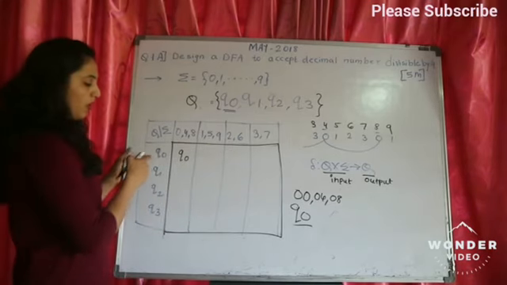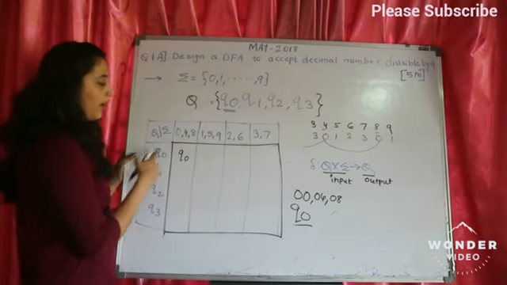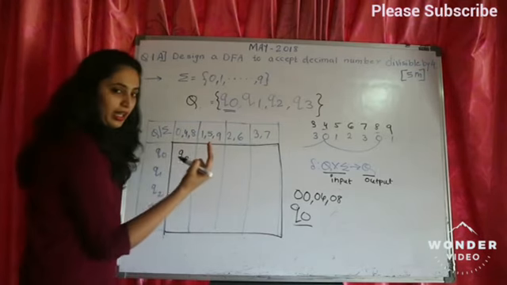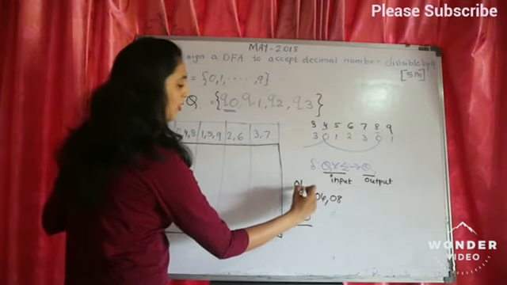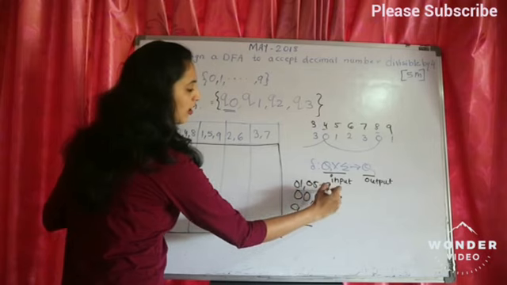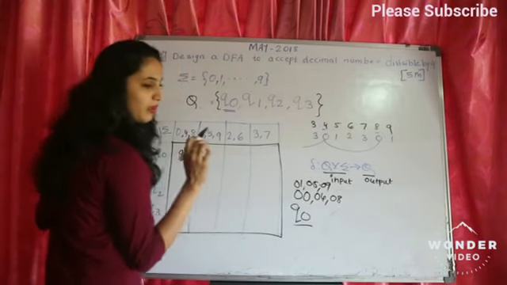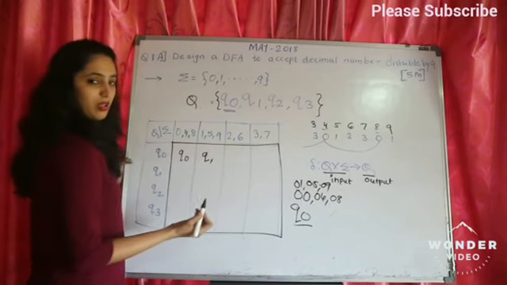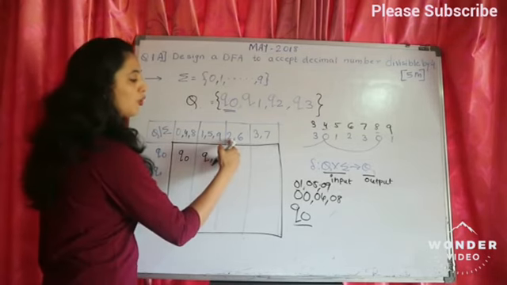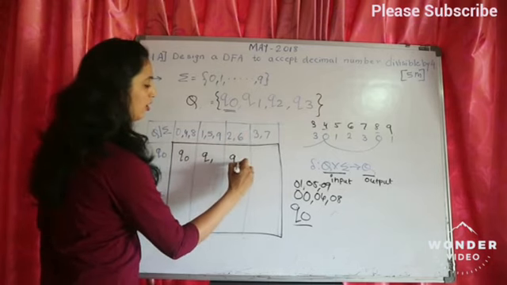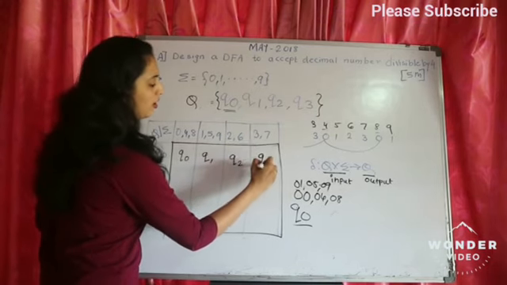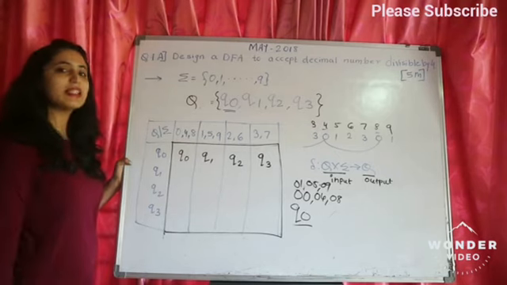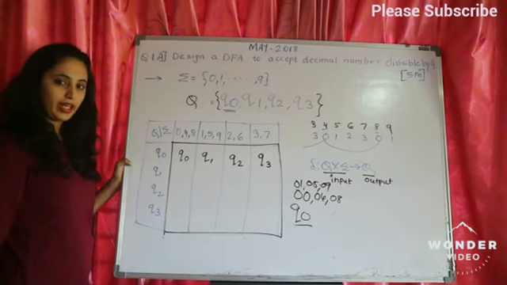Okay, next. If I am at state Q0 and I am getting any number from 1, 5 and 9, the number becomes 01, 05, 09. If any of the three numbers is divided by 4, the remainder is 1. Similarly, 2 mod 4 gives remainder 2, and 3 mod 4 gives remainder 3. Easy? Okay, now we'll go ahead with the next state.